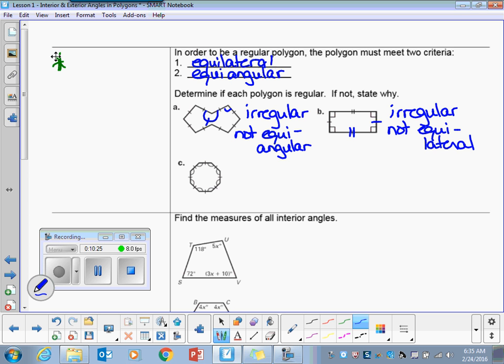All righty. What kind of shape do we have here? 1, 2, 3, 4, 5, 6, 7, 8 sides. That's an octagon. And all of my sides are marked congruent. All of my interior angles are marked congruent. So this one is regular.